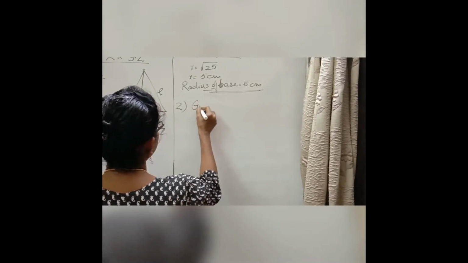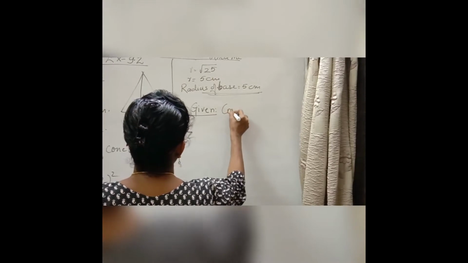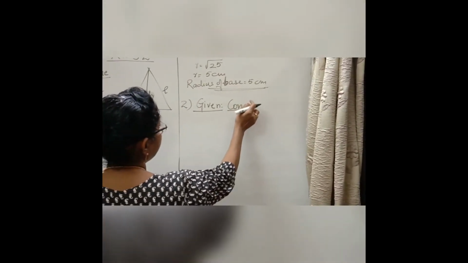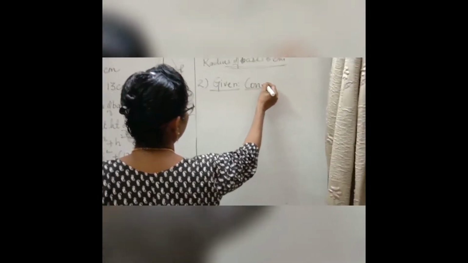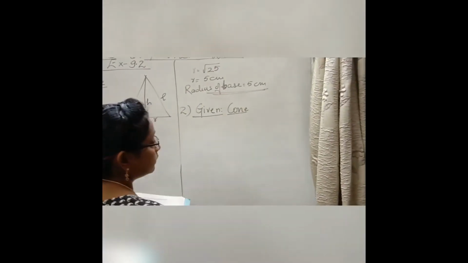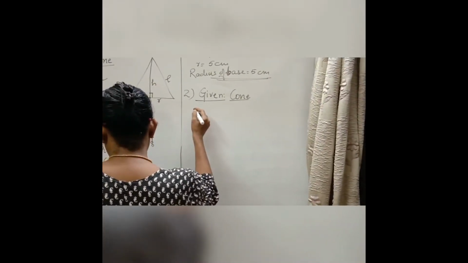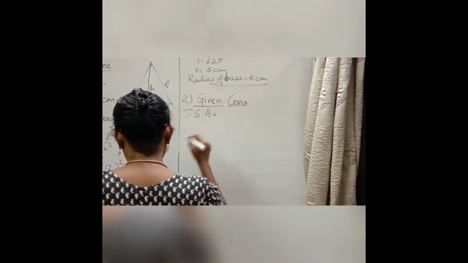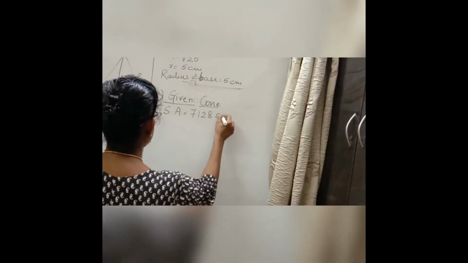So first we will write the given. Cone. You always have to write which 3D object we have taken. So here it is cone, so we don't have to write every time radius of the cone or total surface area of the cone. Then total surface area is equal to 7128 square centimeter.